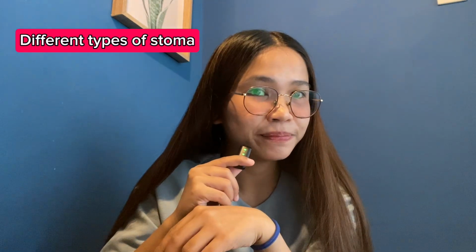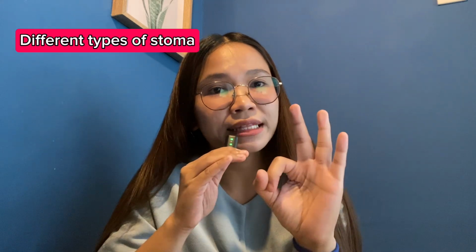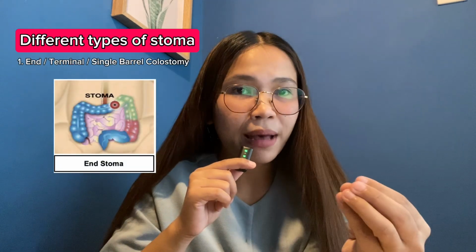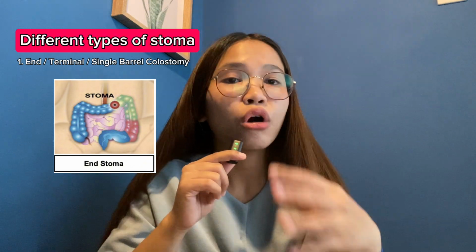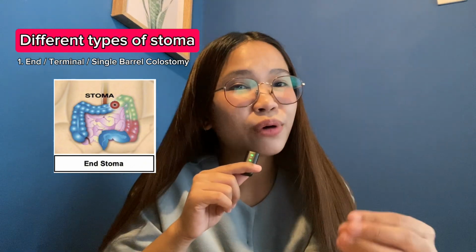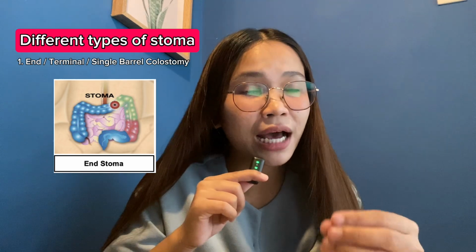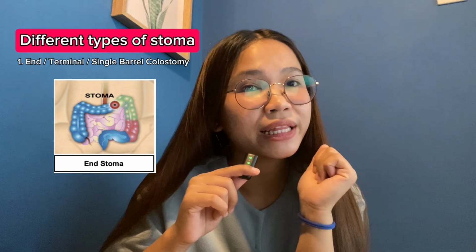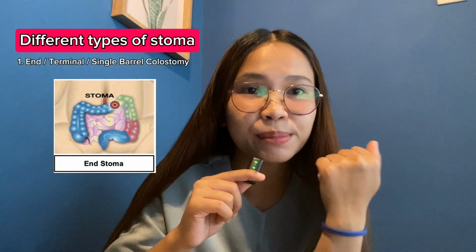Now, ano-ano ba yung different types of stoma na meron tayo? I'd like to classify them into three types lang, guys. The first one is you have your end stoma or terminal stoma or also known as your single barrel colostomy. This one, usually it's a permanent stoma. Isa lang yung butas na meron siya sa abdominal wall niya. Kaya nga single barrel colostomy ang tawag.